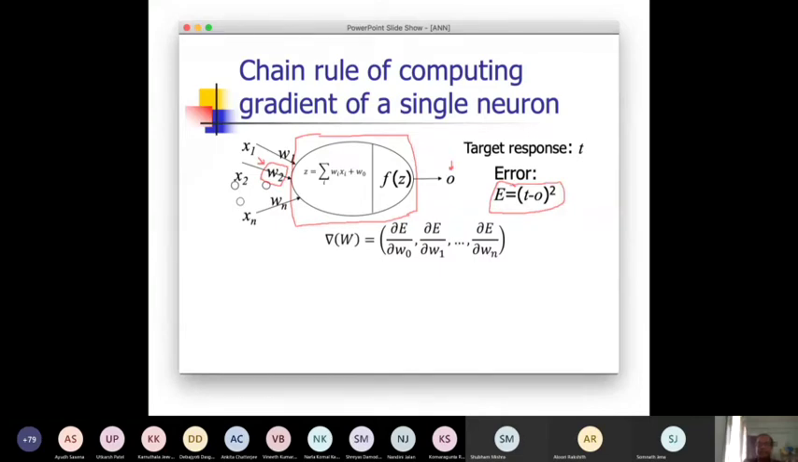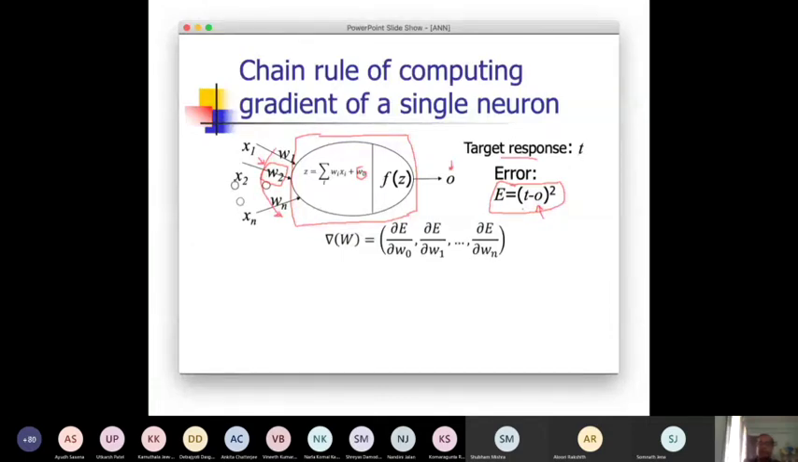Usually there is a half factor to take care of the two. But here in my example, I am simply taking the square of deviations from the target. T is the target response and O is your output. So the error of your computation, given this W, is (T minus O) whole square. Now you have to compute the gradient with respect to W, meaning you have to compute delta E by delta W naught, this parameter W naught. Also for each parameter in these input connections, you have to compute this partial derivative.